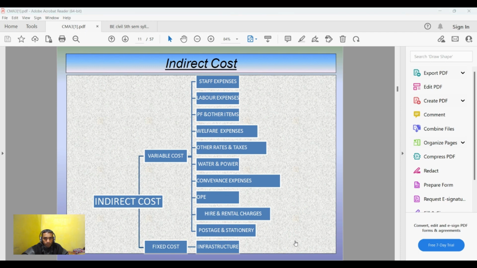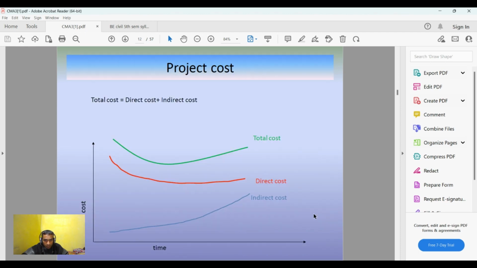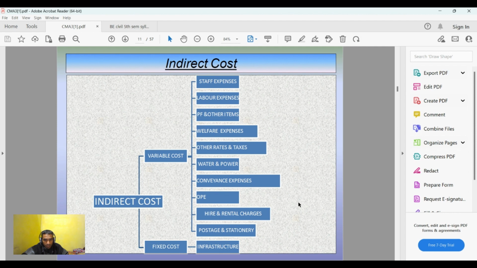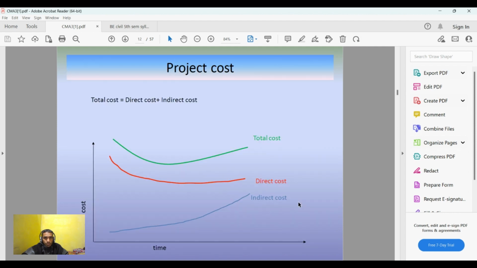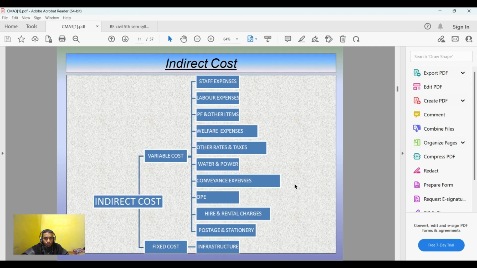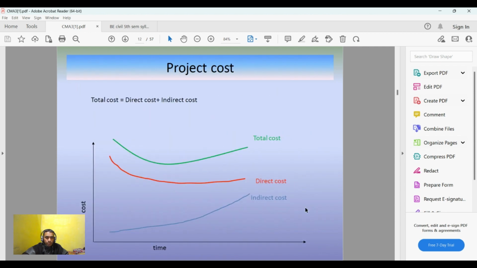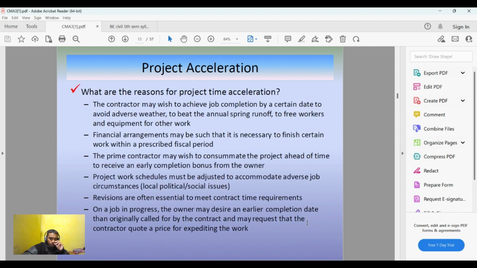And here infrastructure as well, okay. So here we have this project cost, which is the sum of direct cost and indirect cost. And you see here, this is the curve for total cost, this is the curve for direct cost, and this is the curve for indirect cost, okay. Guys, you might remember we had already discussed this in the regular classes, okay.